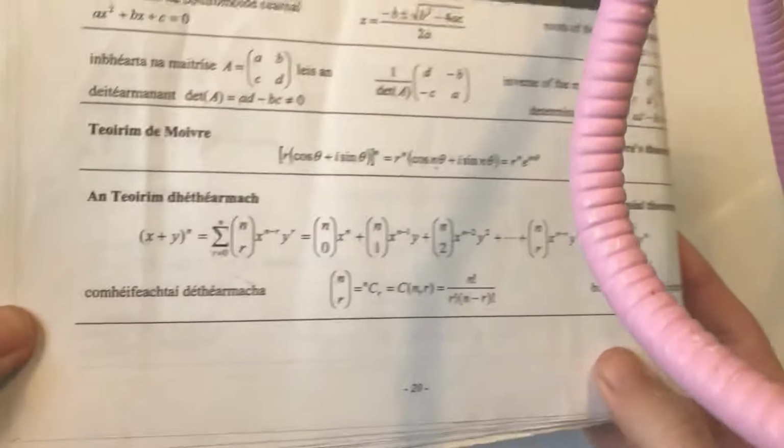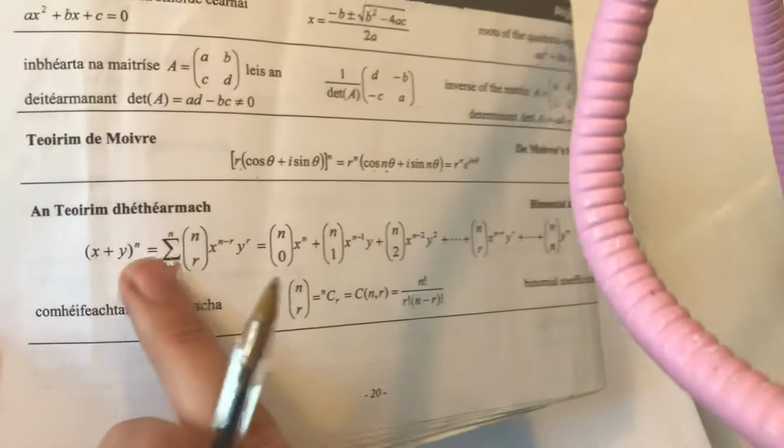Some formula that's in your log table is called the binomial expansion. You might choose to use it at some point, though I have to say I very rarely use it. It's for multiplying out something by itself. There it is on page 20 of your log tables.